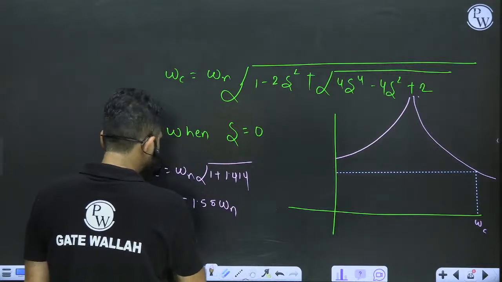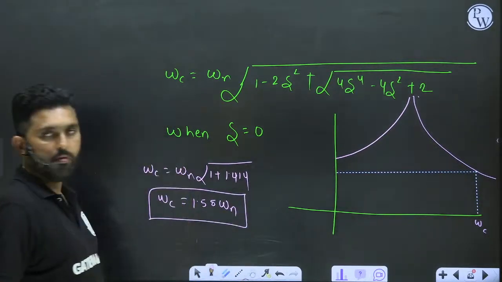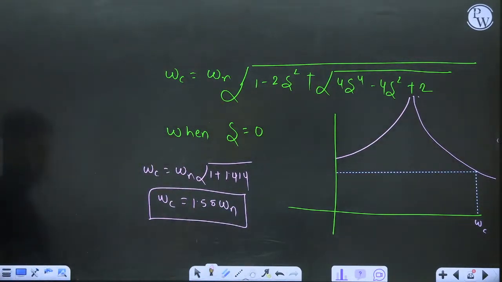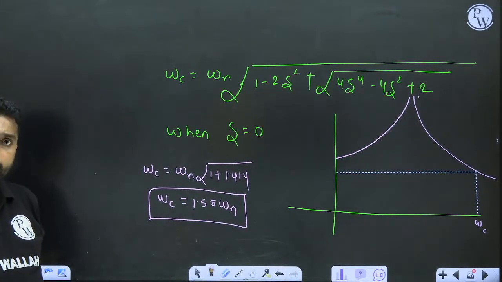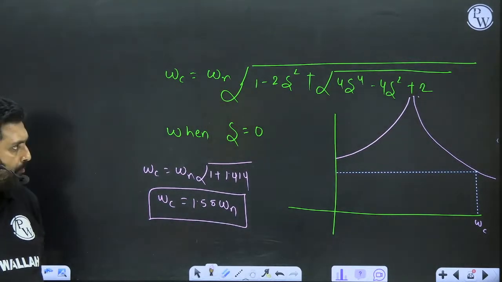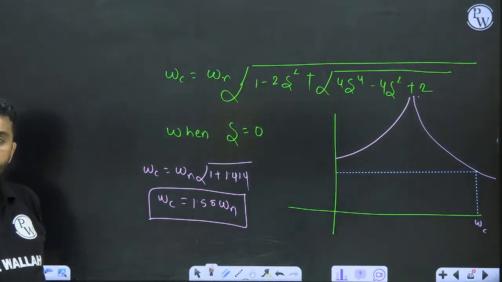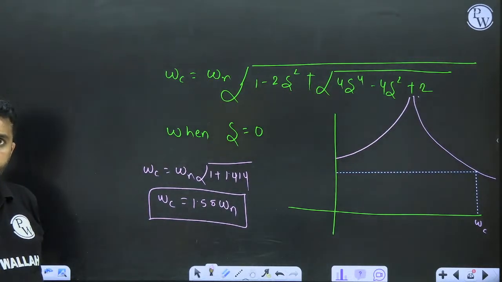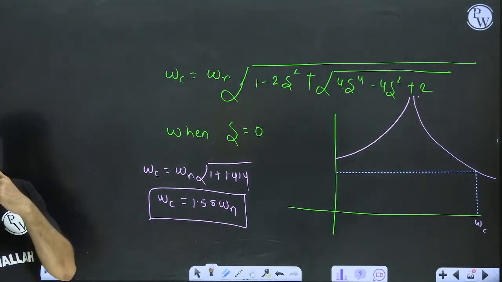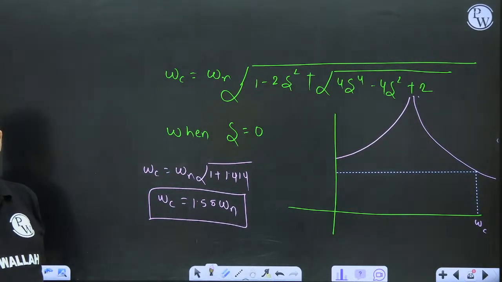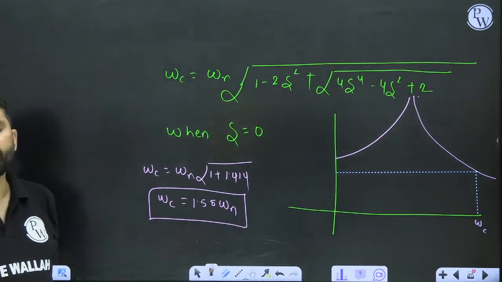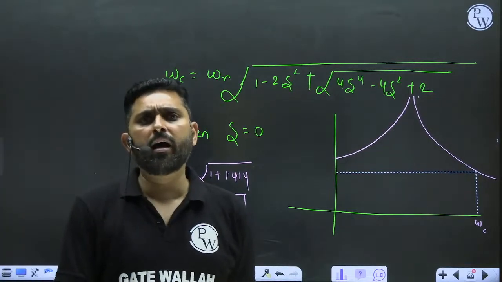Check it. Come on. Omega c is 1.55 of omega n. Yes or no? Come on, say something, friends.